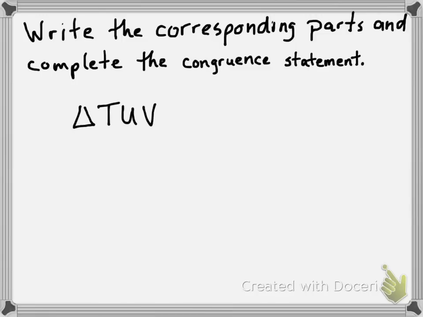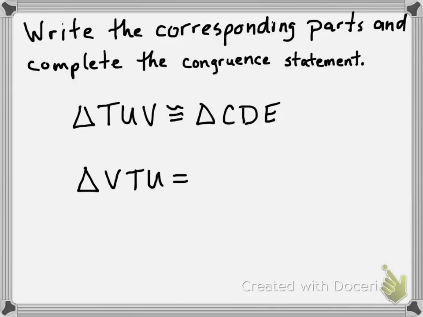Alright, so we've got the congruent statement is triangle TUV is congruent to triangle CDE. Okay, and you're trying to complete the congruent statement. Triangle VTU is congruent to what? Okay, so you need to start by writing all the corresponding parts and then complete this congruent statement. And then we'll look at it together.